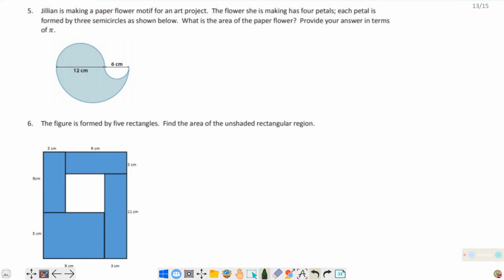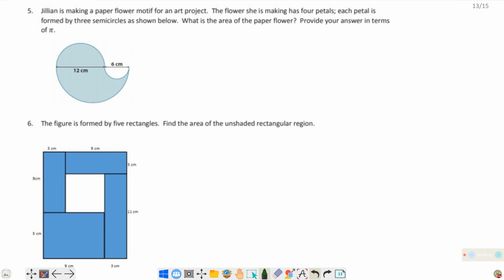In number 5, it says, Jillian is making a paper flower for an art project. The flower she is making has 4 petals. Each petal is formed by 3 semicircles as shown below. What is the area of the paper flower? Provide your answer in terms of pi.